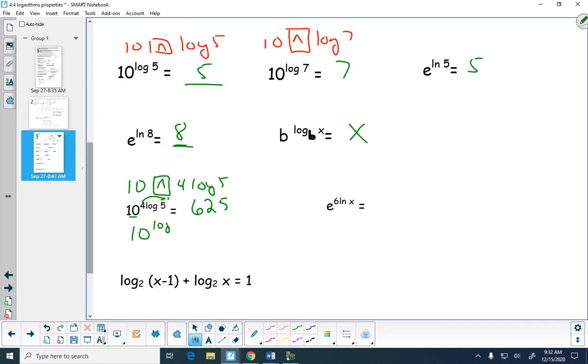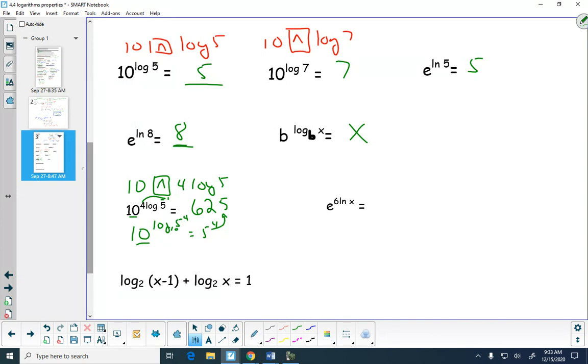Now, we could also use our property to take this back to my exponent. So we have 10 to the log base 10 of 5 to the 4th power. Since this is 10 and this is understood to be 10, this would bring us back to 5 to the 4th power, which gives us our 625.